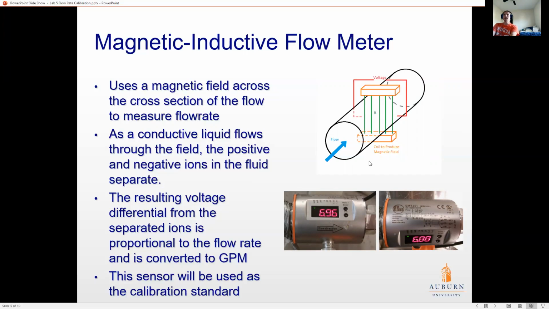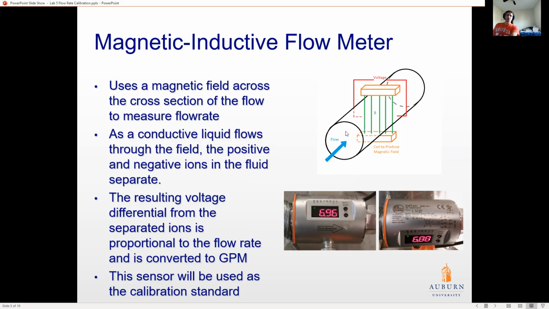So the magnetic inductance meter works on something called the Lorentz force, is the basic idea of how it works. So it's set up like this. You've got water flowing through the tube. You've got two coils of wire that are used to create a magnetic field between them. So the Lorentz force is minus Q times V, so charge times velocity, crossed with a magnetic field.